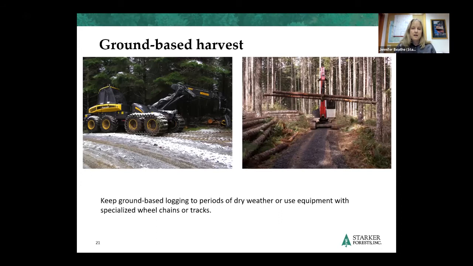So moving into harvesting, we have ground-based harvest. Much of that is done in the summertime, but equipment like this on the left picture, the Ponce harvester, can be done all throughout the year. You want to make sure that your equipment is not causing any ruts, and the equipment can have wheel chains or tracks to help minimize any ground compaction that you're going to have.